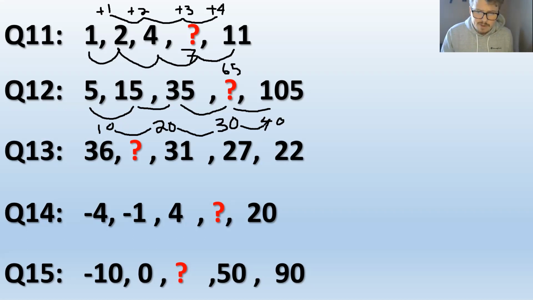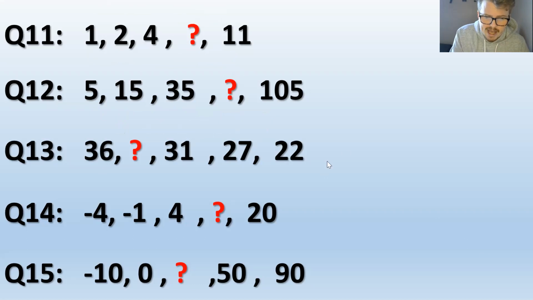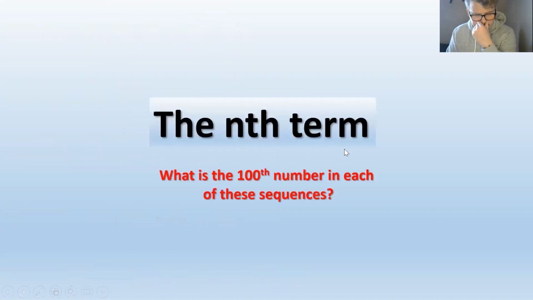Okay, so once again, I won't go through every question in this section, but if you struggle with this section, maybe pause it here and then go through the next few questions to see if you can work them out. Okay, and then we have the nth term sequence, which is probably the trickiest one. So what we needed to do in these sequences is find the 100th number. And we can do that by finding the nth term of each sequence.